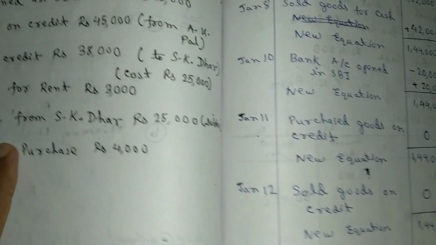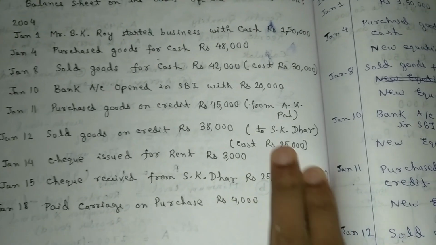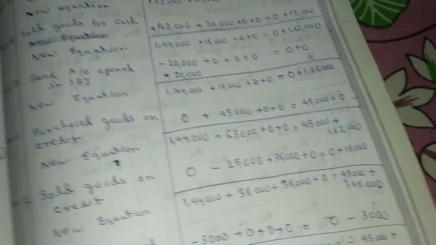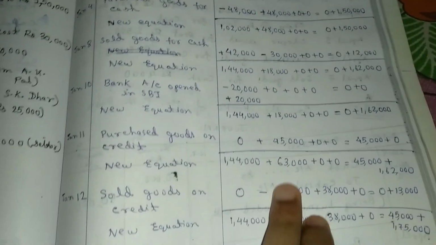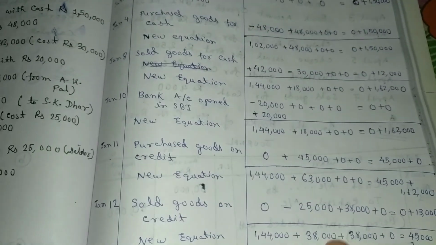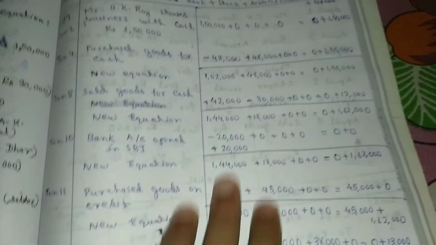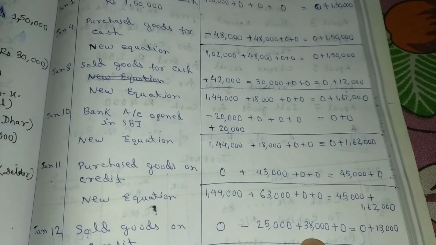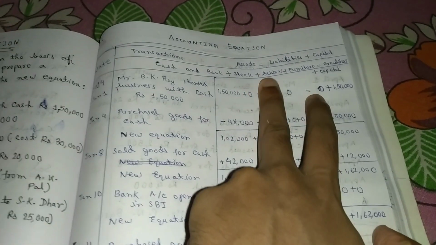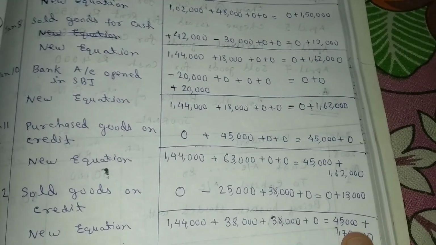Okay. Sold goods on credit 38,000. The cost is 25,000. You are selling the goods at 38,000, which means there is a profit of 13,000. So 25,000 is subtracted from the stock side, 38,000 is added under debtors, because you have sold the goods, so 38,000 is your debtors. Adding 38,000, and 13,000 is profit, so 1,75,000.